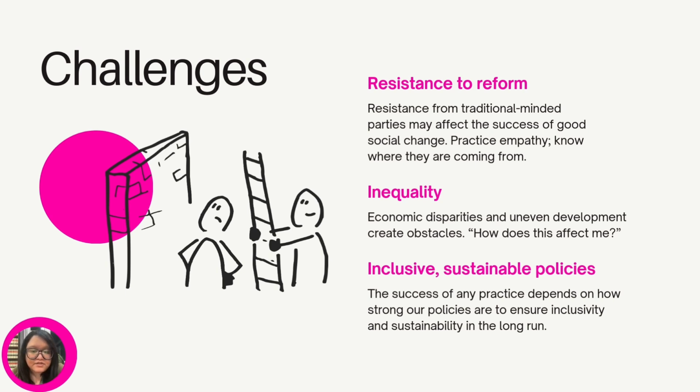Economic disparities and uneven development create obstacles. So most of the time people ask, how does this affect me, why should I care? So inequality and apathy could be a challenge when we want to introduce social change and development as a concept. And finally, inclusive and sustainable policy. So the success of any practice or good social change depends on how strong our policies are to ensure that it can be sustained in the long run. So, particularly as DevCom practitioners, this will affect how we package and produce our communication materials. So, how do we do it?